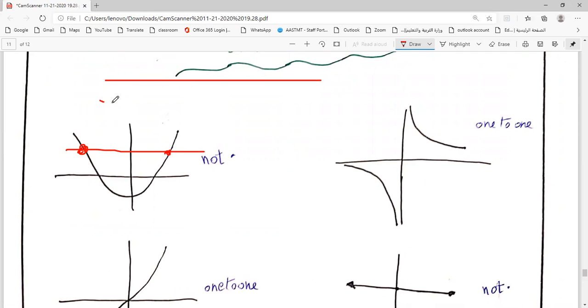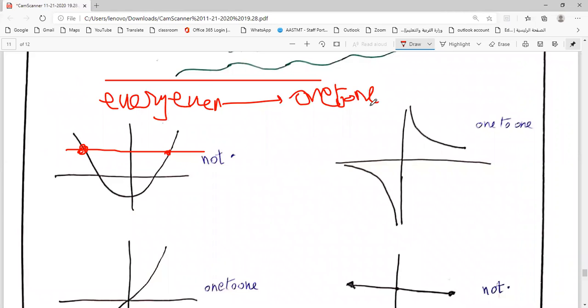Can we say that every even function is one-to-one? Every even function is one-to-one? No, an even function is not one-to-one, because the horizontal line test will make two intersection points.